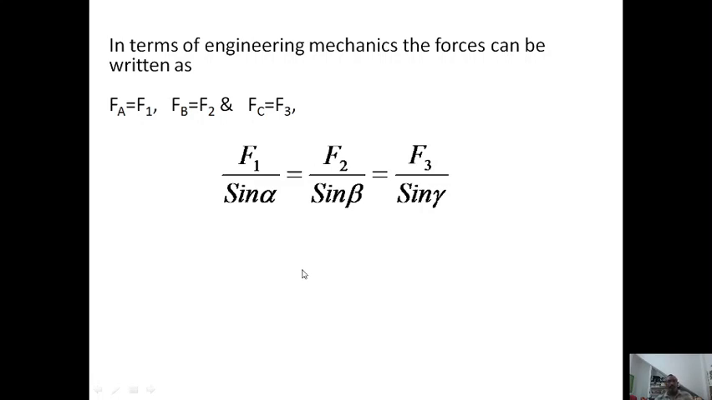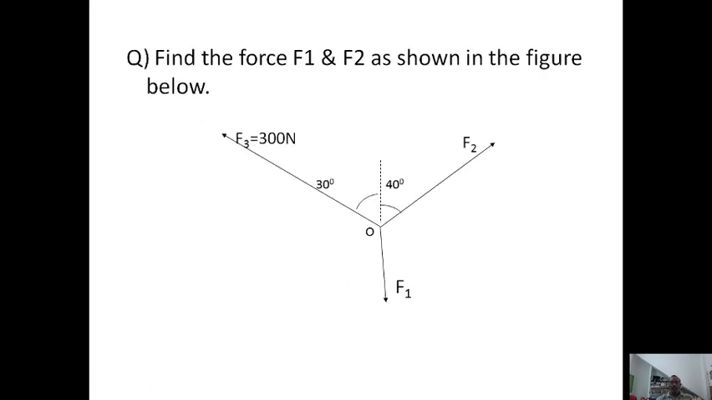So in Lami's theorem, we understood that the angle between the opposite forces is taken as the sine theta, which goes under the denominator of the selected force, that is the third force. Therefore F1 by sine alpha is equal to F2 by sine beta, which is equal to F3 by sine gamma. Now, using Lami's theorem, we want to find the forces F1 and F2 as shown in the figure.